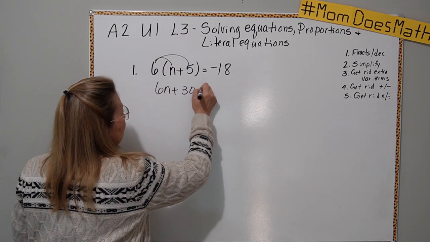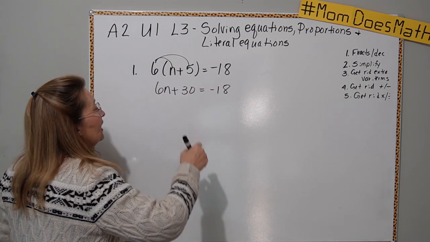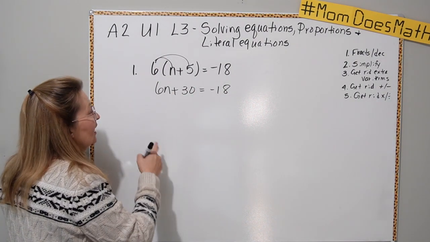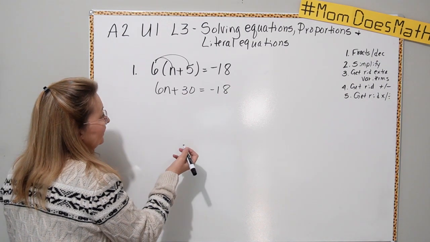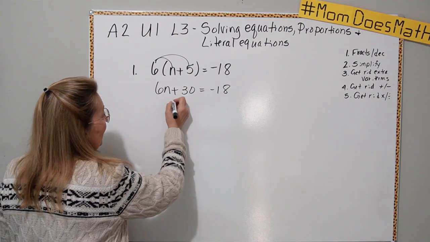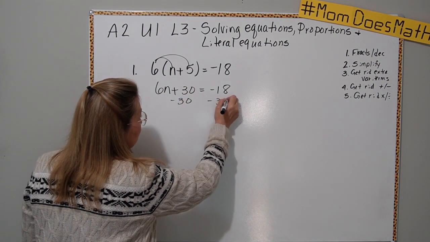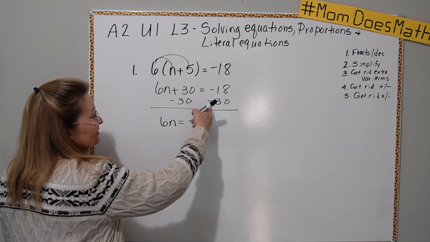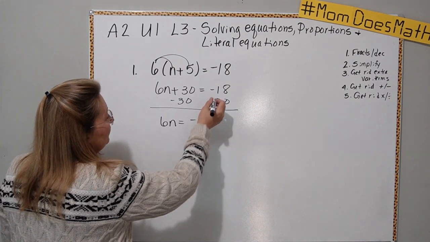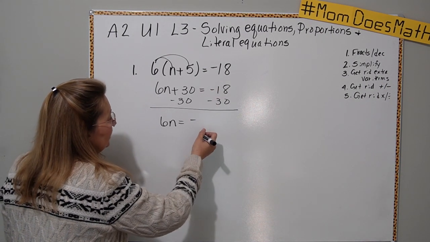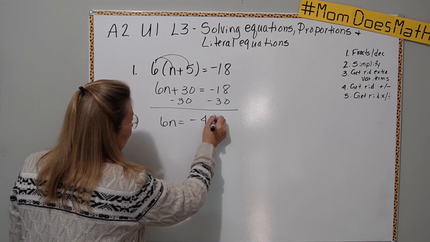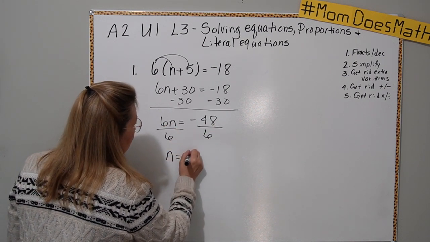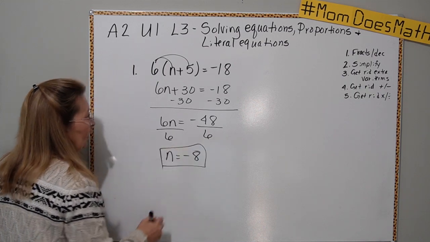6n plus 30 equals negative 18. Now I only have one variable term, so I'm not going to do step 3. Next, I need to get rid of the number added to or subtracted from. 30 has been added, so I am going to subtract it from each side. 6n equals. Now, a negative minus a number, you add and keep the sign. So this is going to be negative 48. Divide both sides by 6. So n is equal to negative 8. Okay, let's go to number 2.